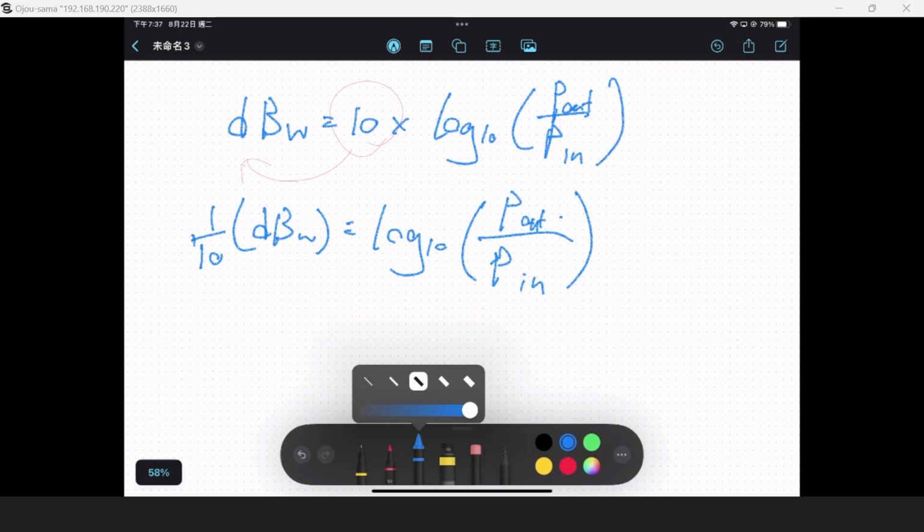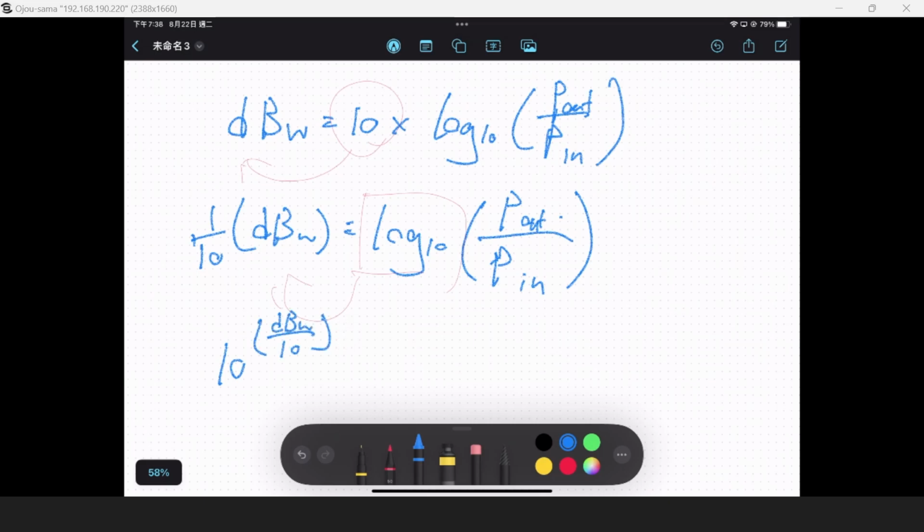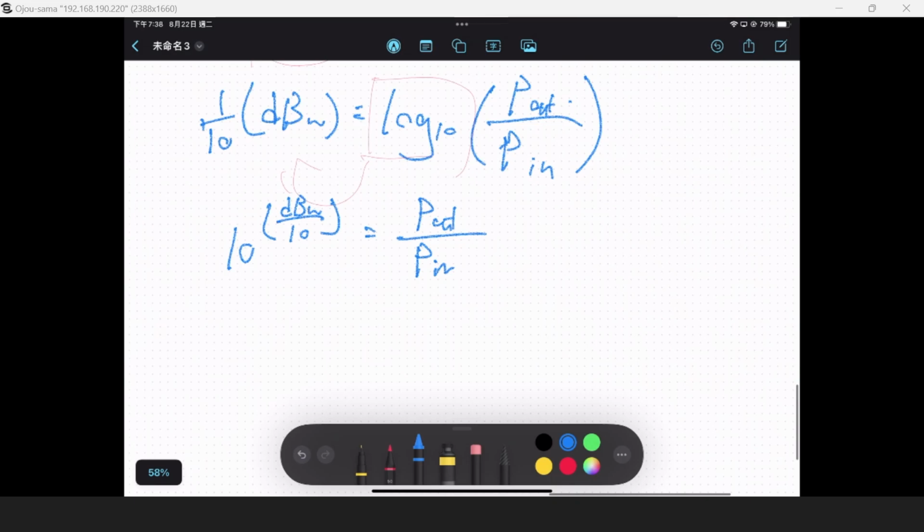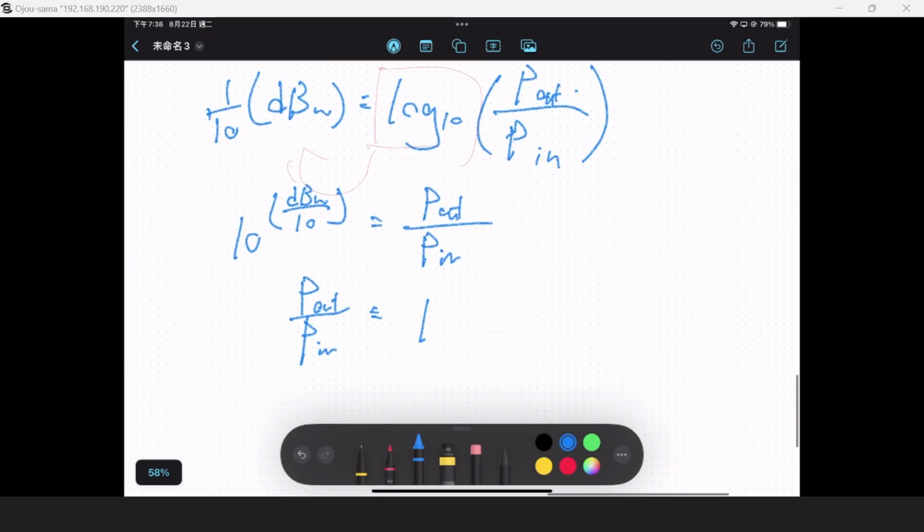So for this part, if you move to this side, it will become 10 to the power dBW over 10. Okay. So by just some magic, you will have 10 to the power dBW over 10. Think like this. Okay. This is how you do the magic.